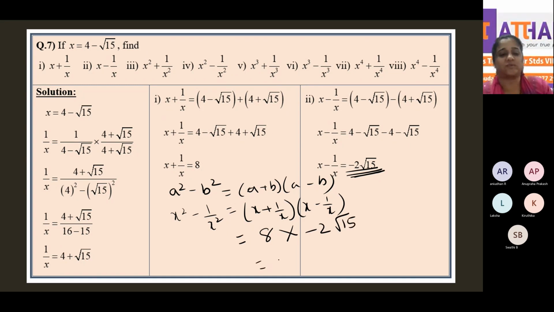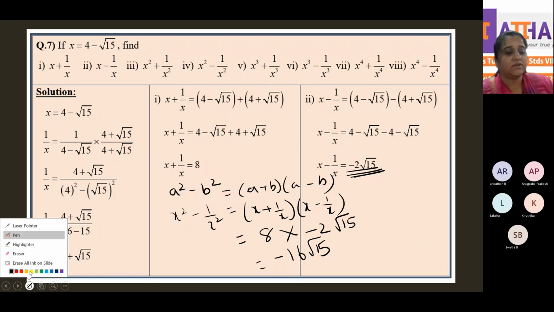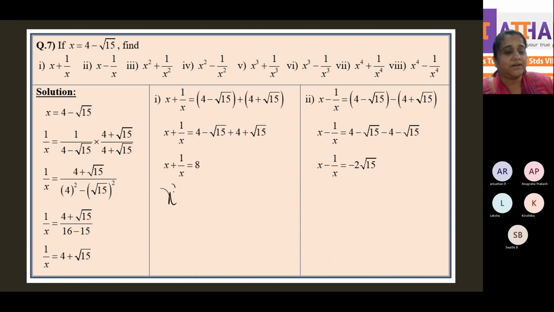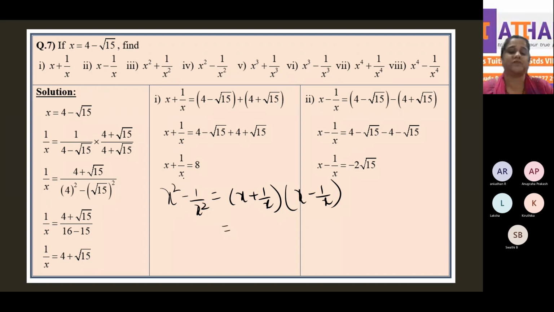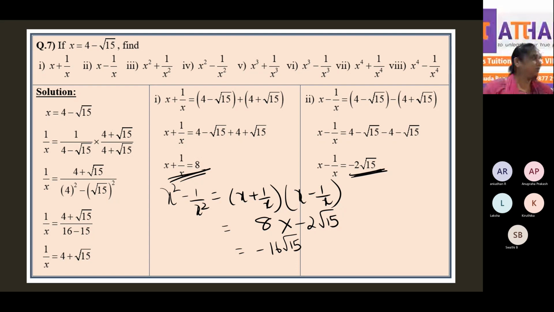So what's the answer? x square minus 1 by x square is 16 root 15. This is the only way of finding x square minus 1 by x square. I'll tell you again: x square minus 1 by x square is like a square minus b square, which is a plus b into a minus b, so 8 into root 15. All right.